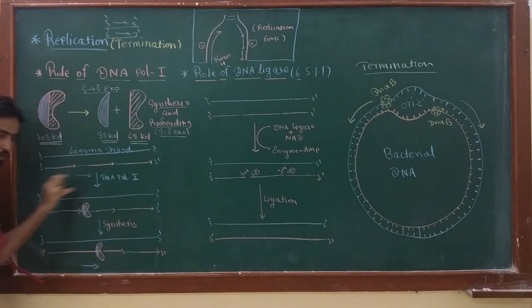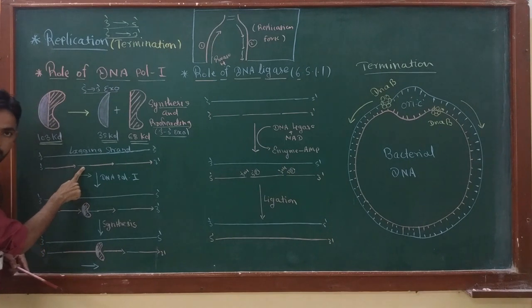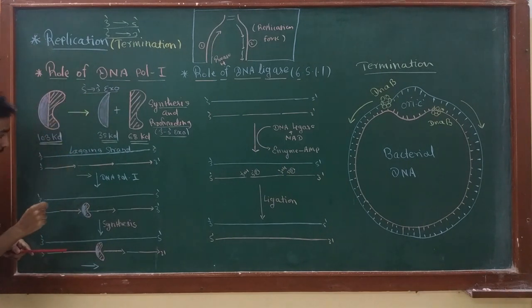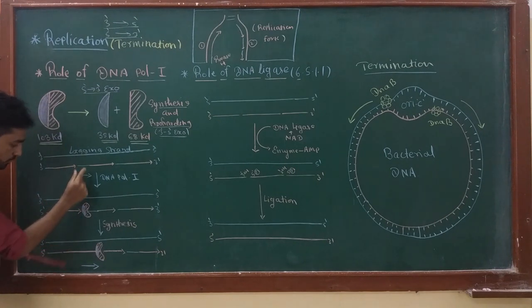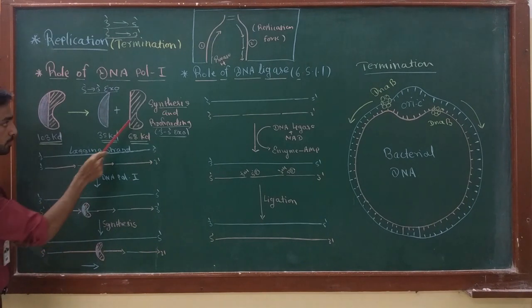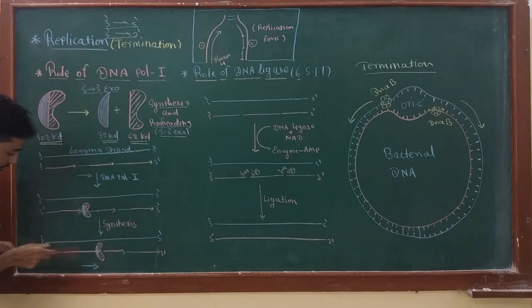So DNA polymerase moves in the 5' to 3' direction and degrades this primer by using this 5' to 3' exonuclease activity. Once this primer is removed by DNA polymerase 1, simultaneously this part of the polymerase, which is 68 kilodalton and is called the Klenow fragment, synthesizes new DNA. Here you can see new DNA is produced. Okay, so this is the first Okazaki fragment with a primer.